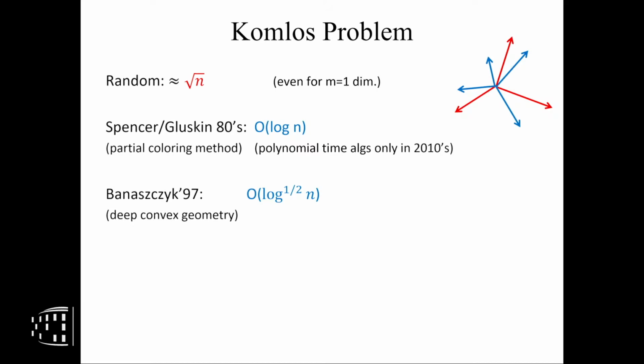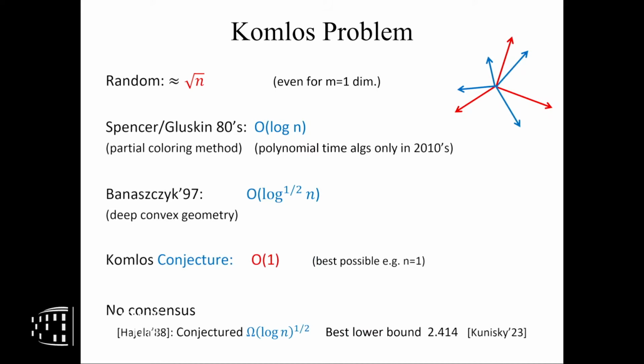And then this was even refined further to root log n by Banaszczyk using even more sophisticated ideas from convex geometry. And so what is Komlós's problem? He says, can you always get constant? And constant is the best, right? If you just have one vector, you have to put it on one side and can't beat constant. So even if I give you infinite dimensions, infinite vectors, can you balance them perfectly? So that's the Komlós conjecture. And it's still open even after this talk.